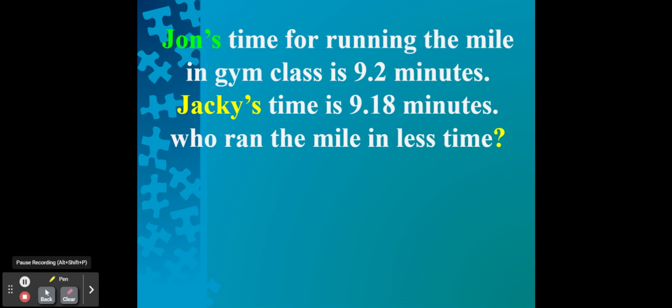So we're going to order them from either least to greatest or greatest to least, depending on what the question is asking us. So John's time for running the mile in gym class is 9.2 minutes. Jackie's time is 9.18 minutes. Who ran the mile in less time?